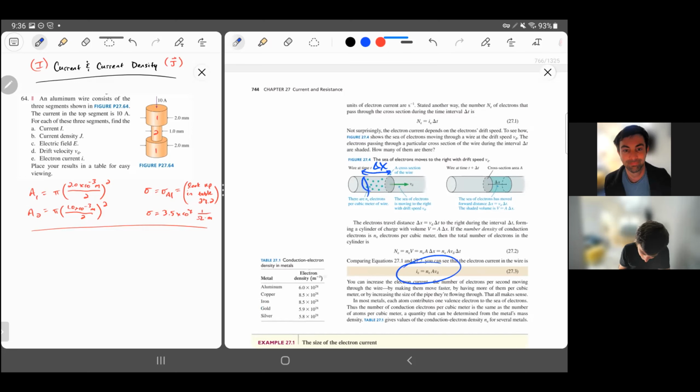So this electron density n subscript e in this formula, this is describing the number of free charge carriers per unit volume there are. So for aluminum, there are 6 times 10 to the 28 free electrons that are free to move around within the metal per cubic meter, right? And so there's a different value for each of these metals.